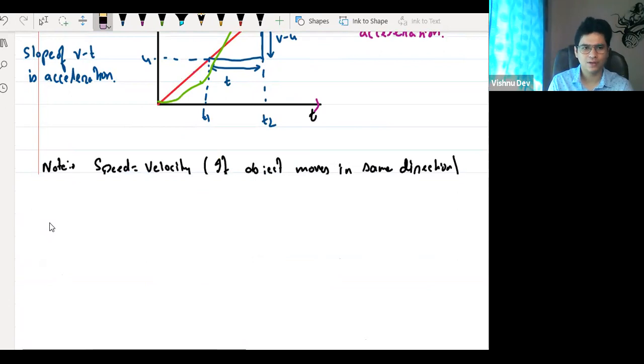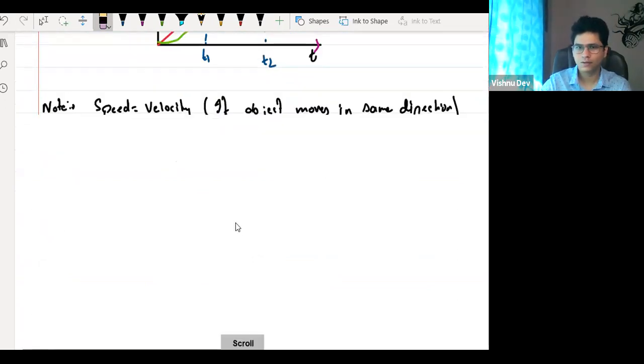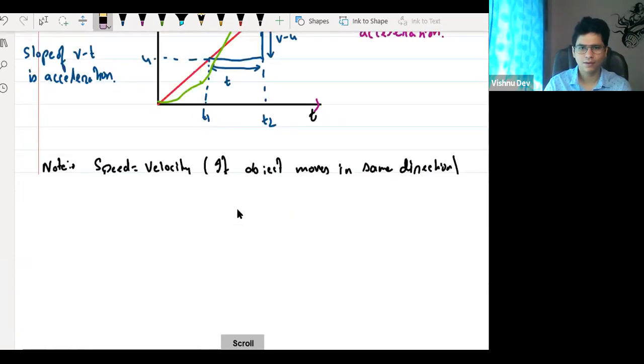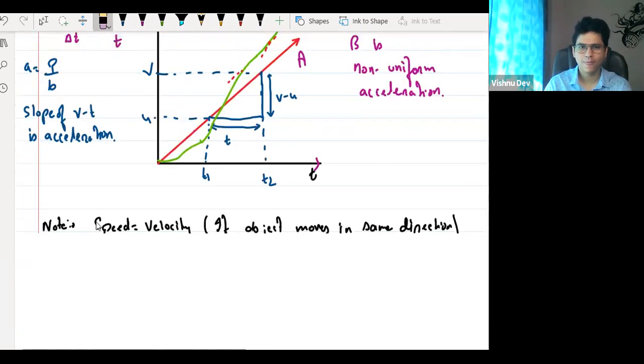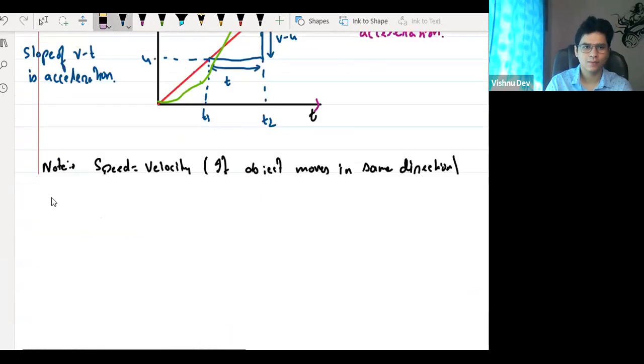Okay, wait, something happened. Doesn't matter which kind of motion it is, right? I don't know what happened. My OneNote got hanged, I guess. Just give me a minute. Something happened to OneNote. Yeah, it is working now.